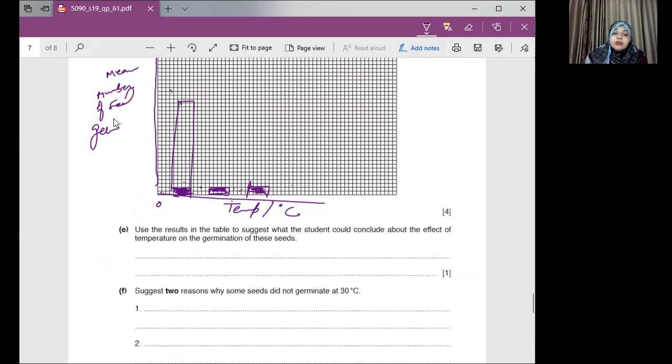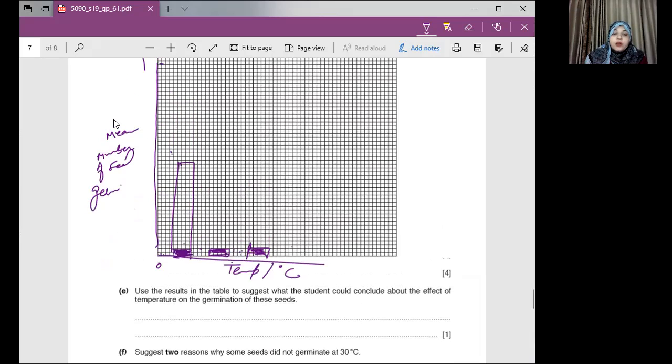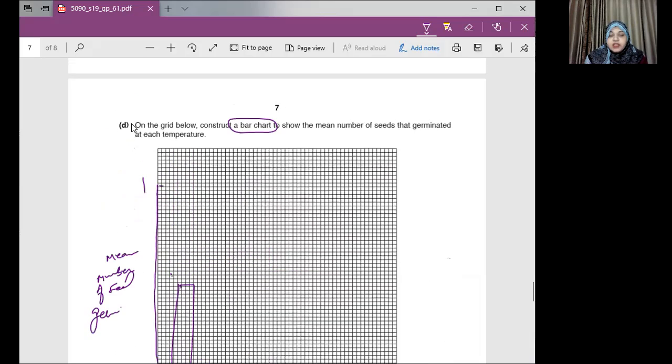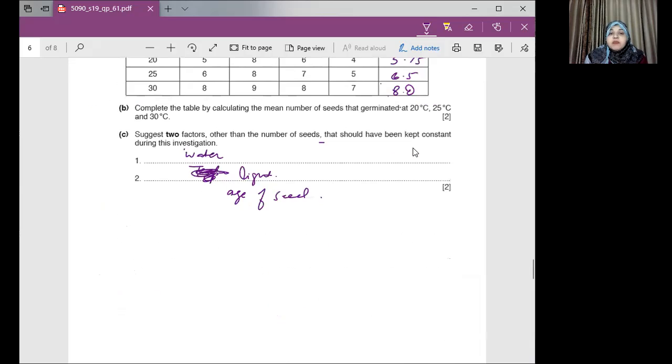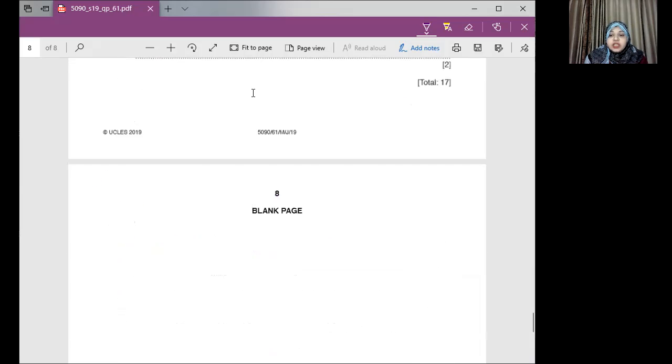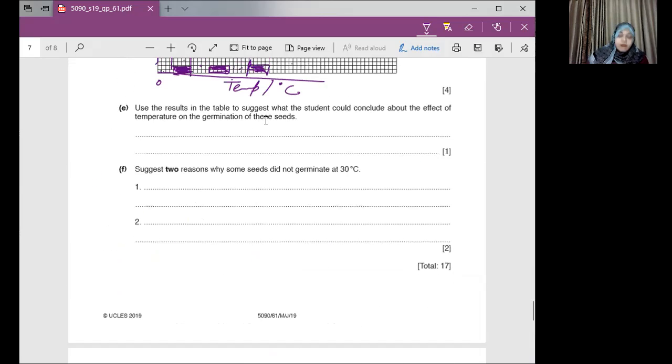Use the results in the table to suggest what the student could conclude about the effect of temperature on the germination of seeds. You have to plot a graph, but we are observing that as temperature increases, the mean number of seeds germinating increases. So you can write as temperature increases, germination increases.